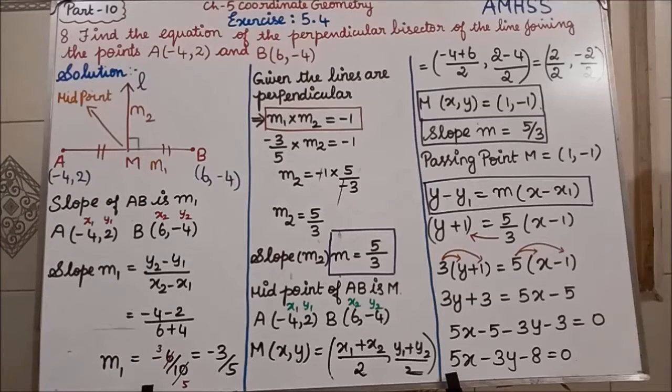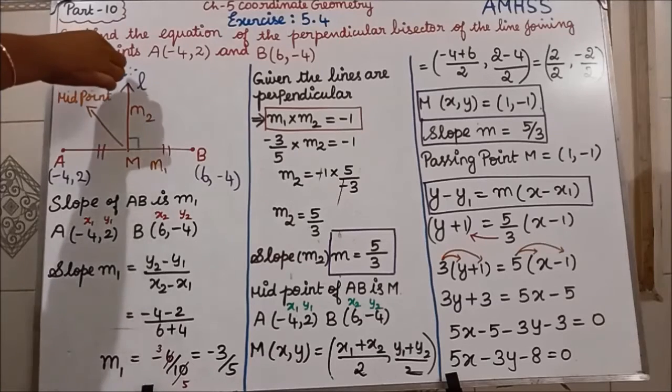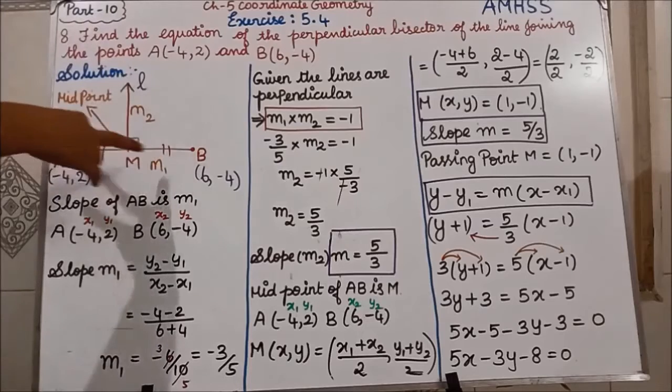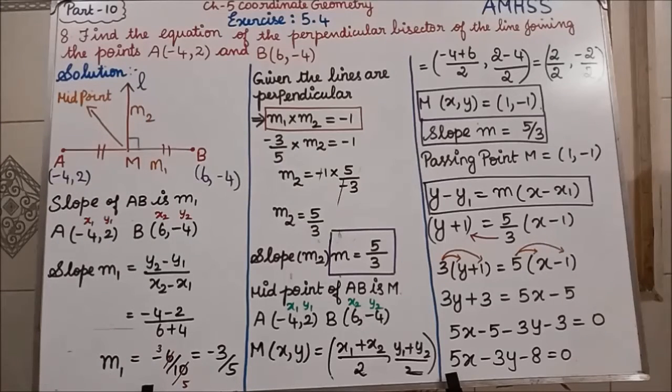Clear, students? First, what are the concepts we are having from this question? Perpendicular means 90 degrees. Perpendicular bisector means the line divides at the midpoint, making two equal parts. So what are the formulas we are going to apply? Perpendicular means what formula? M1 into M2 is equal to -1. That formula we have to use. Then another formula: because this line touches the midpoint of the line AB, we have to use the midpoint formula.